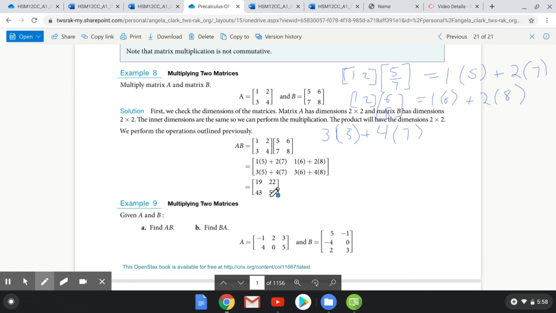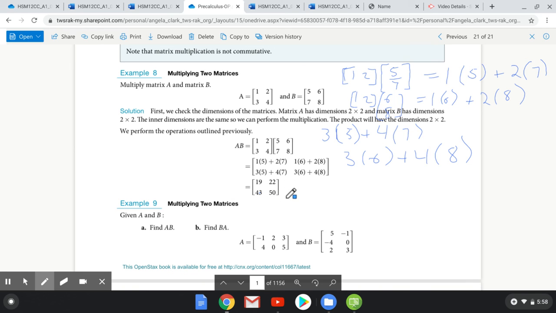All right, the last one, we're in second row, second column. So second row of A, second column of B. So 3 times 6 plus 4 times 8. All right, multiply, add, and we get 50.